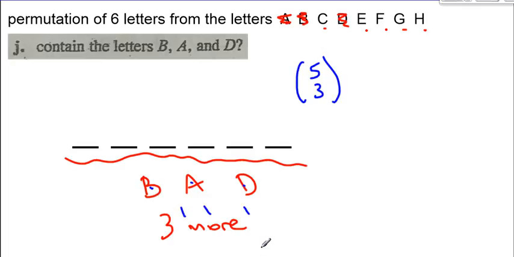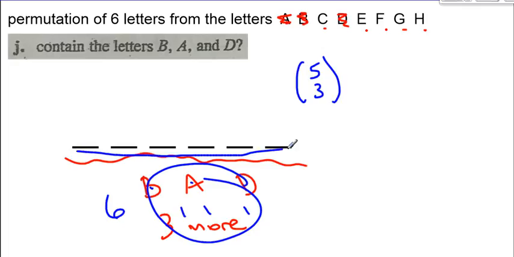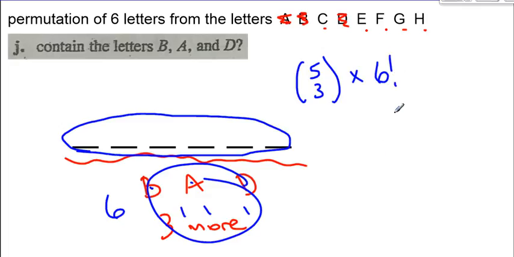Now I have B-A-D and 3 more letters, whatever they are. And now I have 6 letters total that I need to now place, because don't forget, I haven't actually made a choice about where anything goes. So I have 6 letters thanks to this choosing, and I just have to place them. So if I have 6 letters to place into 6 positions, that would be times 6 factorial. So if we do the math on that, 5 choose 3 times 6 factorial, we get 7,200.